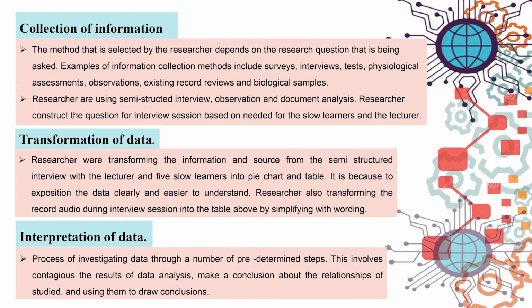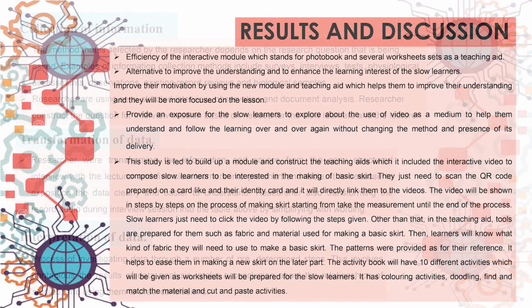Collection of information: the researcher constructed the questions for the interview session based on the needs of the slow learners and the lecturer. Transformation of data: the researcher will transform the information from the semi-structured interviews with the lecturer and 5 slow learners into pie charts and tables. Interpretation of data: the process of investigating data through a number of predetermined steps. This involves comparing the results of data analysis, making a conclusion about the relationship of studies, and using them to draw conclusions. Result and discussion.